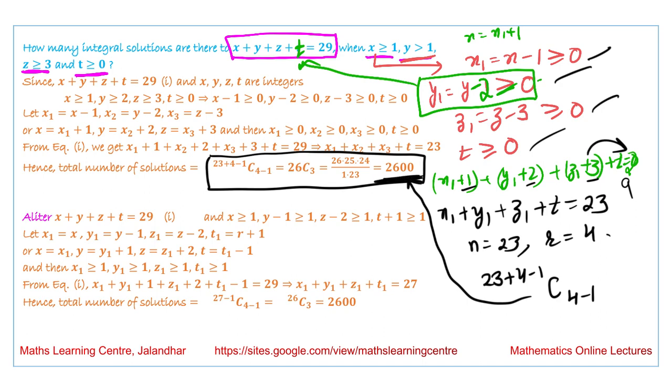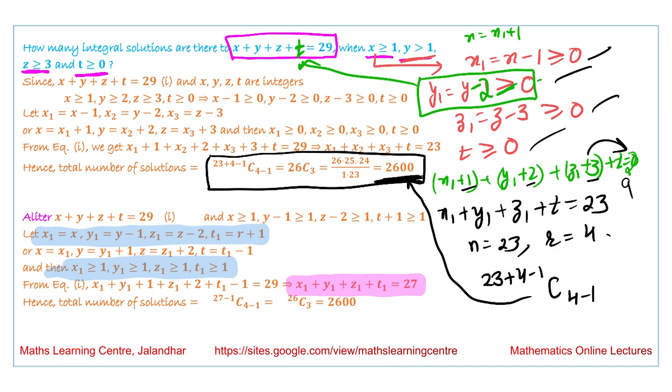Or another way to solve this problem is, we transform the equation in this form using these transformations, and we obtain the conditions that x1 is greater than or equal to 1, y1 is greater than or equal to 1, z1 is greater than or equal to 1, t1 is greater than or equal to 1, and the equation we have is x1 plus y1 plus z1 plus t1 is equal to 27.